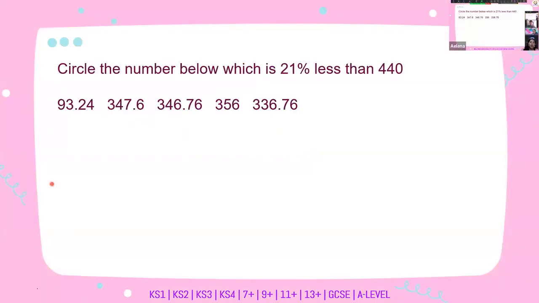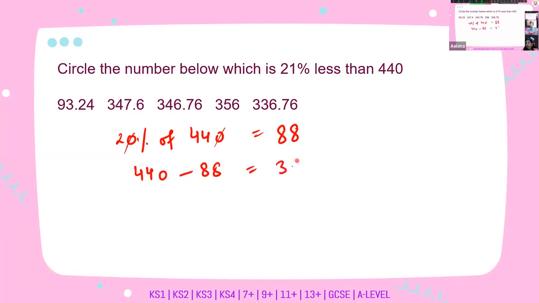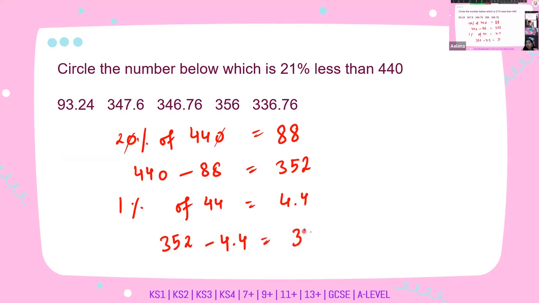Good. Now, everyone, over here, this one is the last question. Very quick. Circle the number below, which is 21% less than 440. Now, while doing the percentage questions, I told you the shortcuts. What you can do is, instead of doing 21 over 100 times 440, you can do 20% of 440. When the numbers are ending with 0, cross out 0 and 0. 2 times 44, 88, right? So 440 minus 88, that would give you 352, right? Then left is 1% of 44. 1% of 44 would be 4.4. So you can do 352 minus 4.4. So we would have 347.6. So this is my answer.